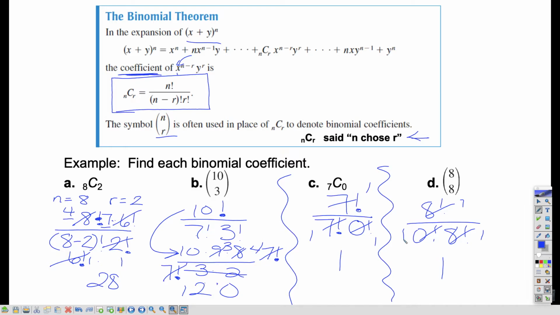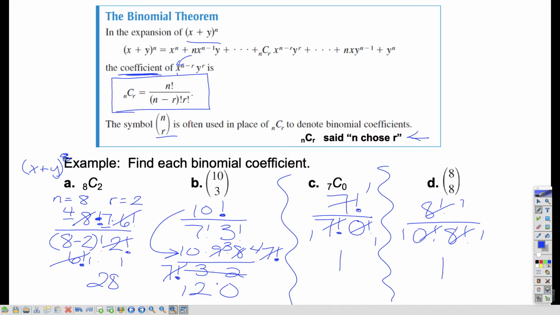So this gets me the coefficients, and that's it. This right here would be x plus y to the 8th. And I want the second coefficient, the second term. That is what it is, as your r.